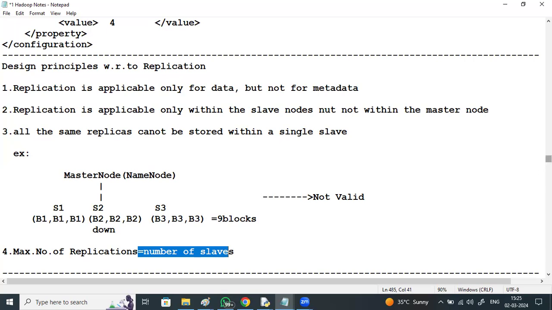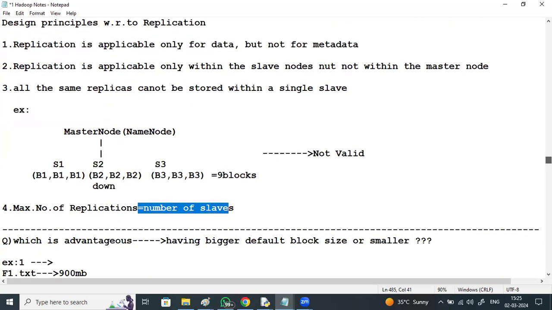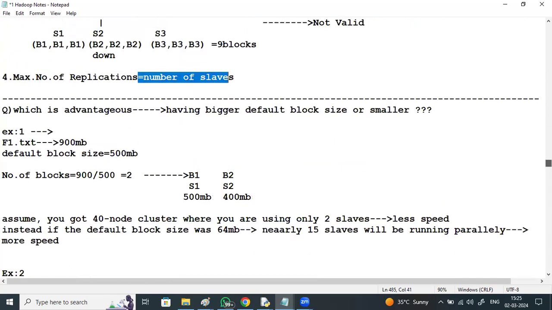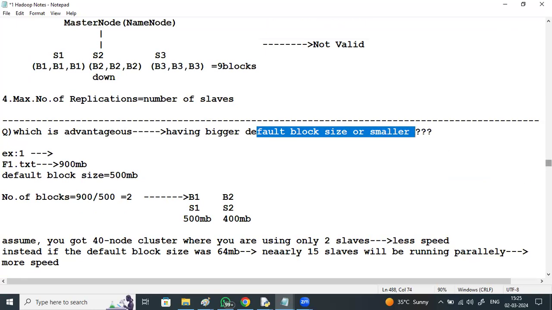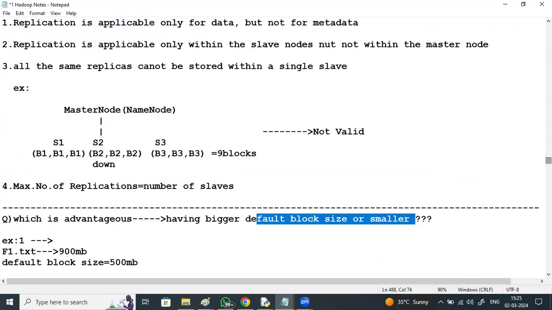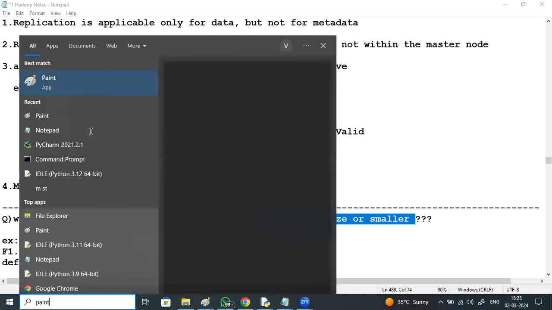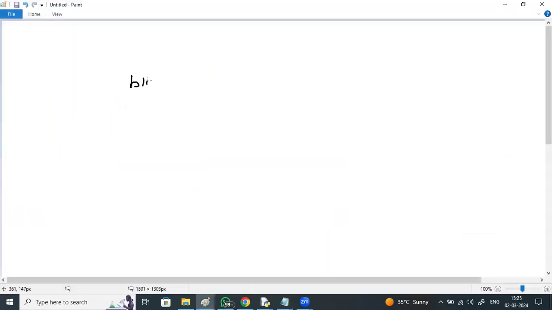So block size, if I talk about the default block size, which is advantageous, having bigger blocks or smaller block size? Try to understand. You can increase the block size; we can configure the default block size. By default, it is 128 MB in the latest versions.